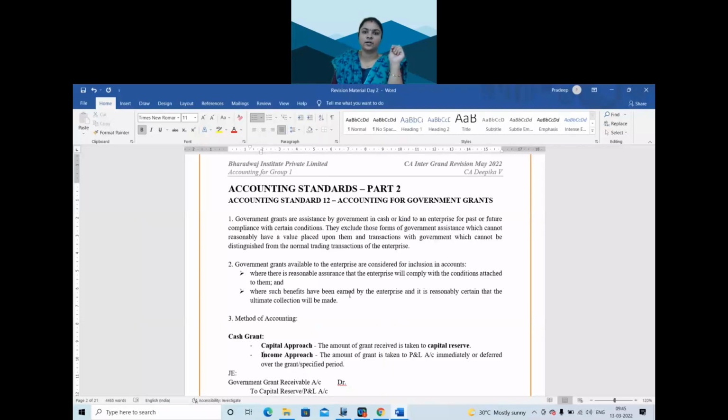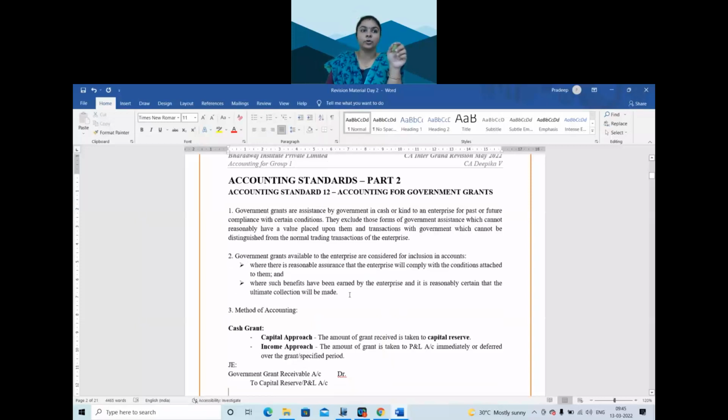So based on the amount that has to be recognized in your profit and loss account, the amount of grant will be taken to the P&L account either in one shot or as a deferred revenue. So what will be the journal entry in that case? Grant receivable account debit to profit and loss account, because it is taken as an income or proportionate income.